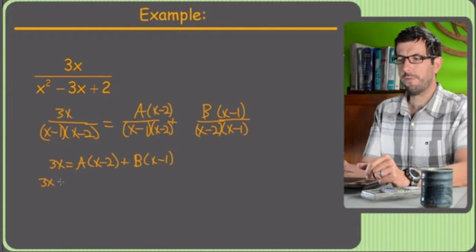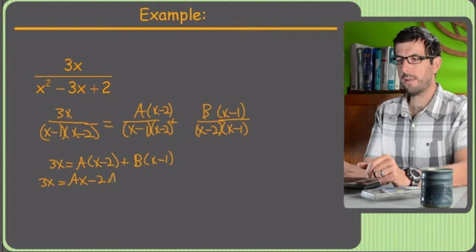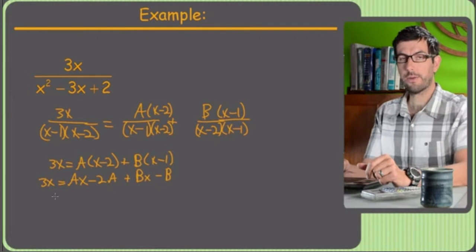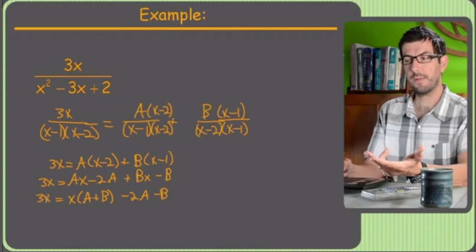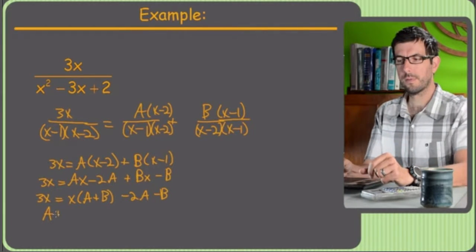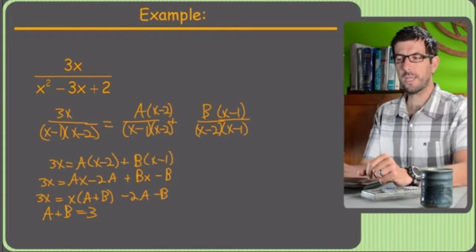Alright, now we start distributing stuff. Ax minus 2A plus Bx minus B. Group my x terms together is the next step, so 3x. If I took this Ax and Bx, I'd get x times A plus B. And then my two other terms are going to be negative 2A minus B. Alright, so that means that because the coefficient of x on the left is 3, A plus B has to equal 3, since that's the coefficient of x on the right. And then there are no numbers on the left, which means that negative 2A minus B has to equal 0.